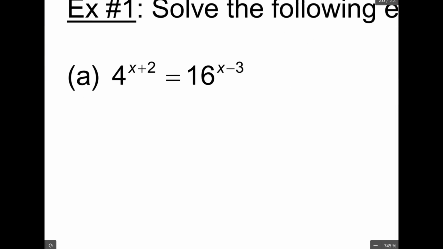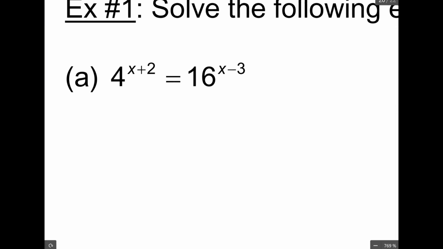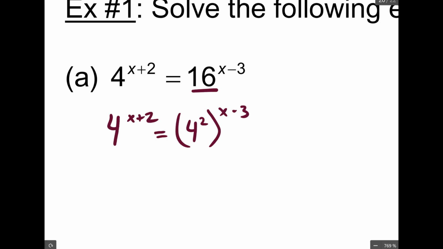All right, let's try example A. On the left side, I have a base 4. I can rewrite 16 as literally 4 squared. So I have 4 squared to the x minus 3 equals 4 to the x plus 2. When I have an exponent to an exponent, I'll multiply. So I have 4 to the 2x minus 6 on the left side.